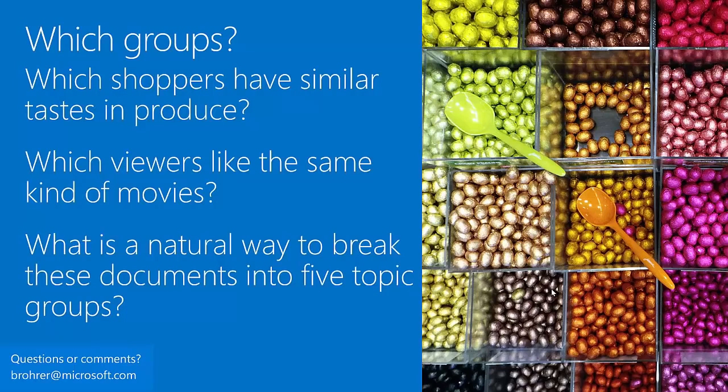So common examples of this are, which shoppers have similar taste in produce? If you've ever watched movies streaming online, you've probably had movies recommended to you. This is the result of an algorithm that asks the question, which viewers like the same kind of movies? And then it'll look and see which movies your compatriots have seen that you haven't seen yet and recommend them to you.